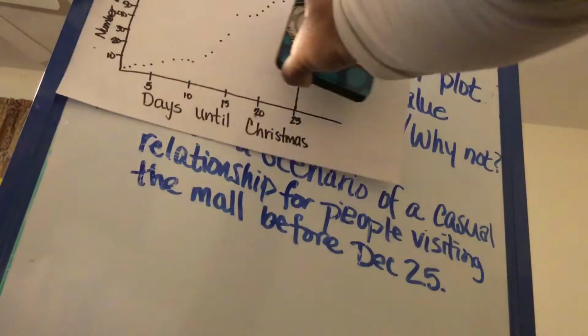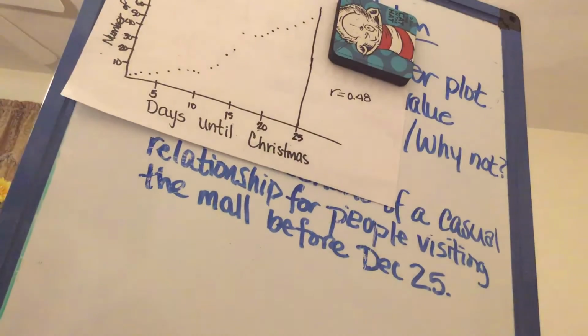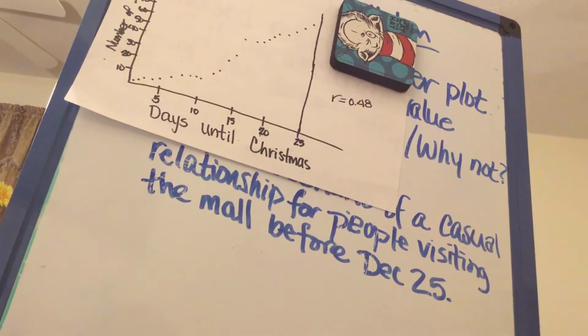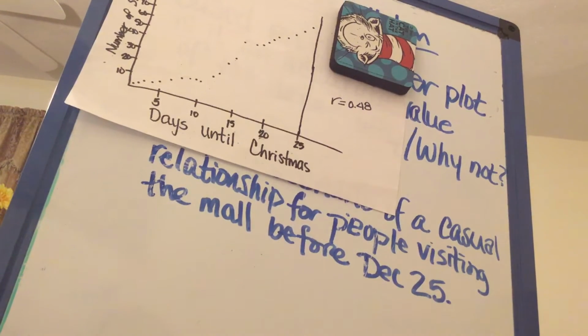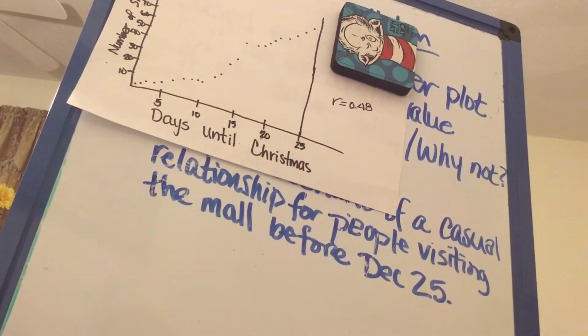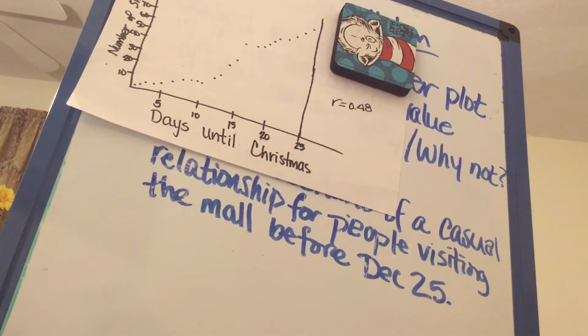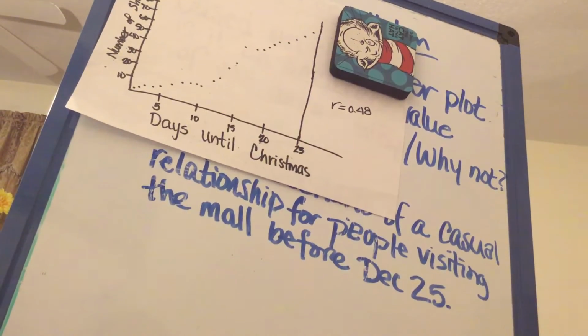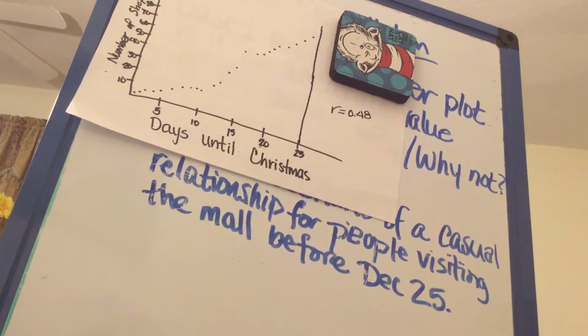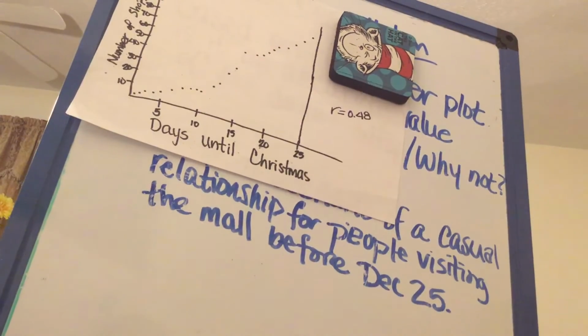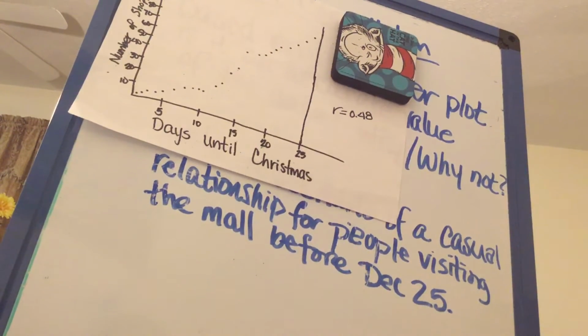So it says here that the coefficient, and remember that the coefficient is the number that's being multiplied by the variable. The variable here is x. The coefficient correlation here, r, is 0.48, and the computer gave us 0.48, and it says days until Christmas.